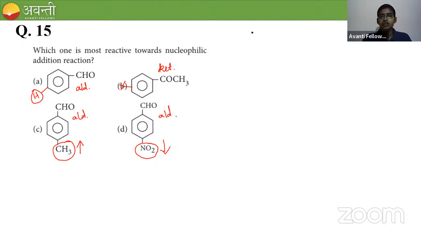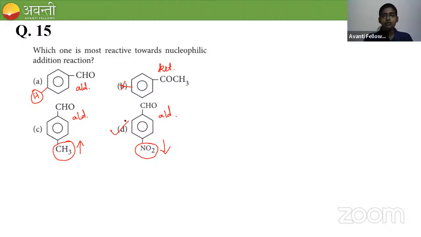Very good. It needs to be electron deficient, right? So NO2 is an electron withdrawing group. It reduces the electron density and makes the carbonyl carbon more electrophilic, so that a nucleophile can come and attack, or it can react with the system more effectively. That is, it is more reactive. Got it? So that's why option D is the correct answer for this question.